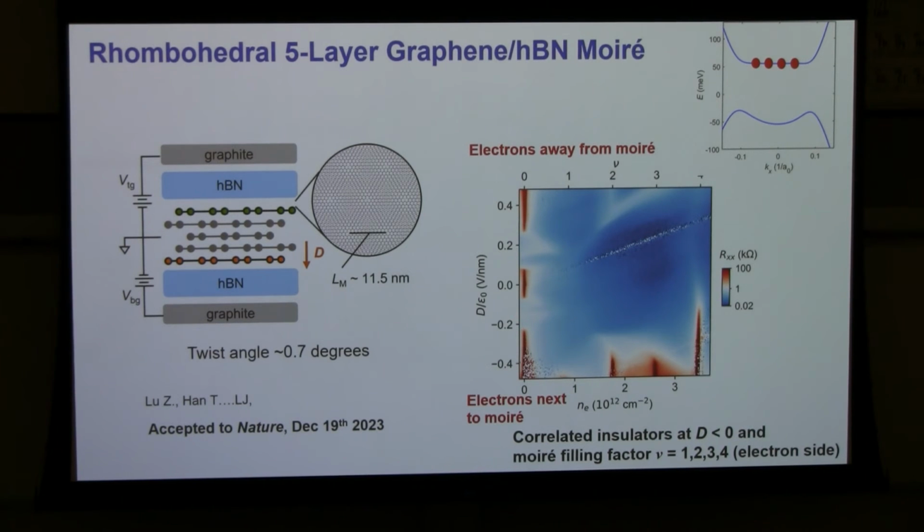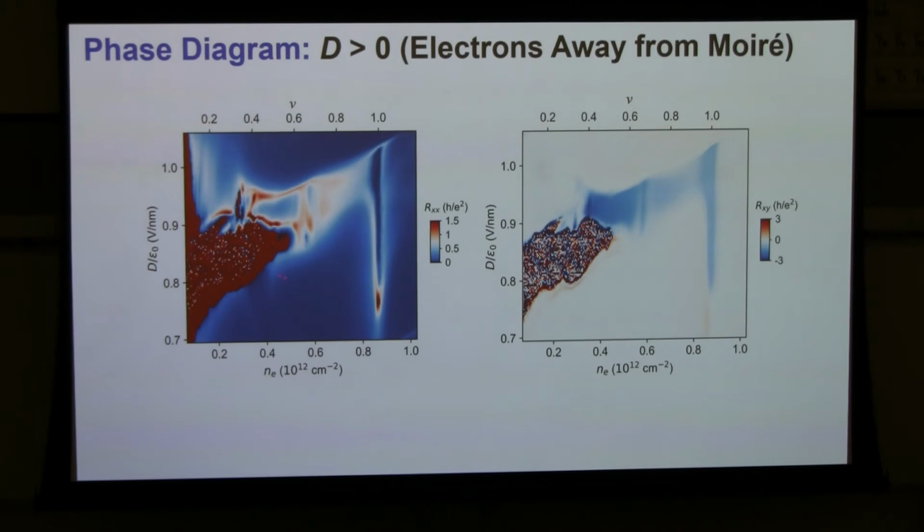And when you reverse the sign of the displacement field and push these electrons away from the Moiré, you put them in this layer that is 5 layers of carbon away from the Moiré superlattice, something interesting happens if you keep increasing the displacement field. Not yet at 0.4, 0.5 volt per nanometer, but something really intriguing happens at the level of 1 volt per nanometer. This is Rxx, this is Rxy, both taken at close to zero magnetic field, symmetrized and anti-symmetrized.